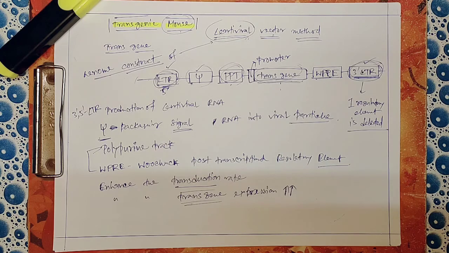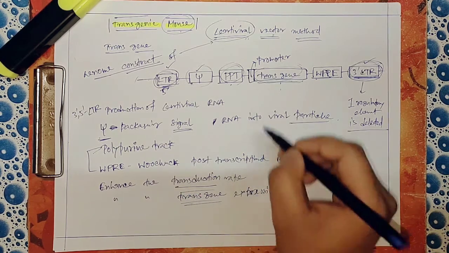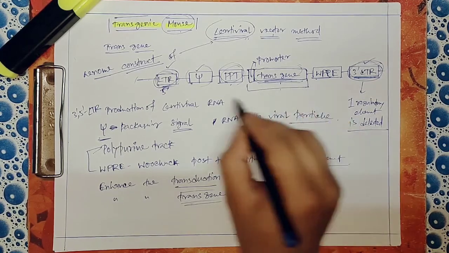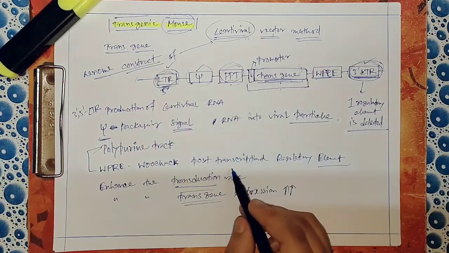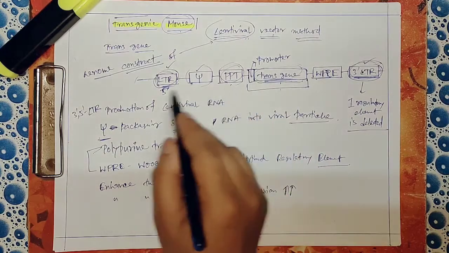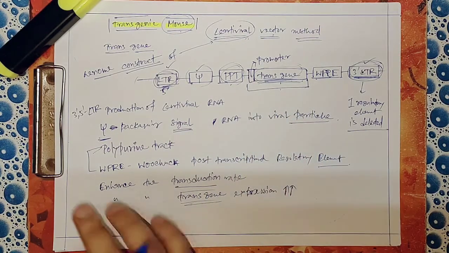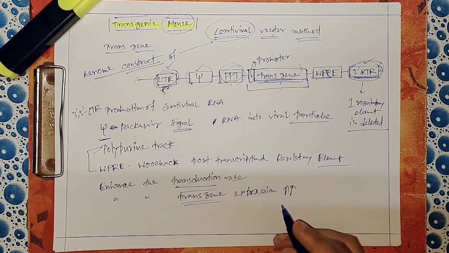But remember the important thing here, that the transgene has its own promoter when it is inserted into the lentiviral genome. It doesn't depend on the viral promoter for the expression of that gene. So this is the whole thing of the lentiviral vector method.